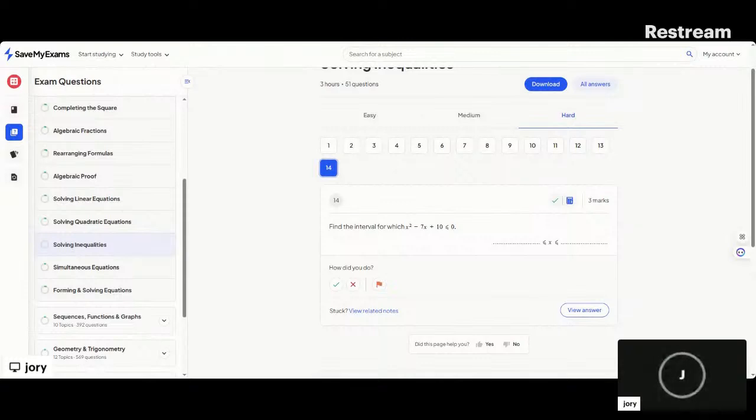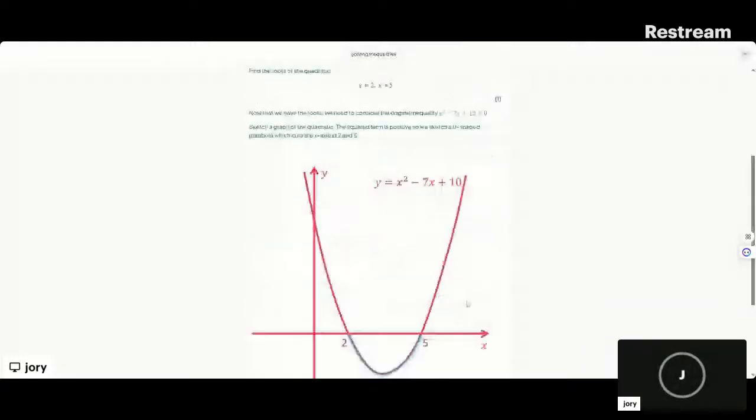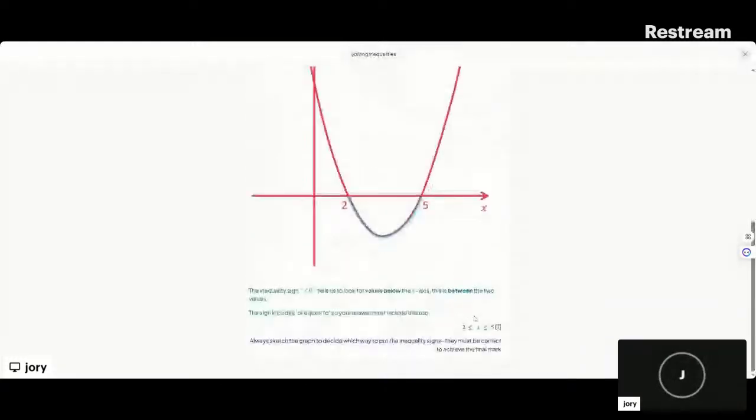Okay. It's x minus 5 times x minus 2, meaning x equals 5, or x equals 2. And then, because it's and, x is greater than 2 or less than 5. Greater than 2 or less than 5. Okay, so that's right. And then this is right, and then this is right. Yay.